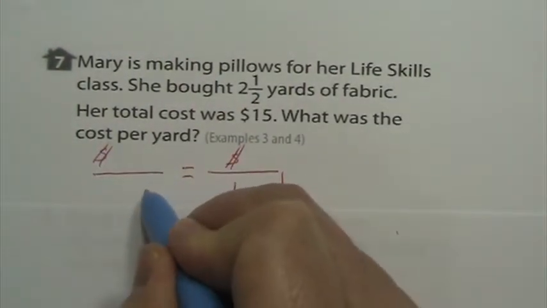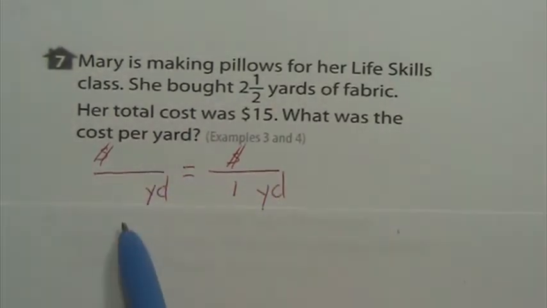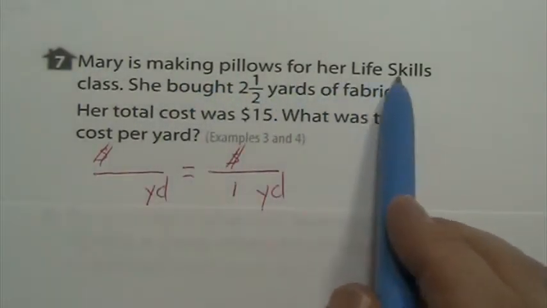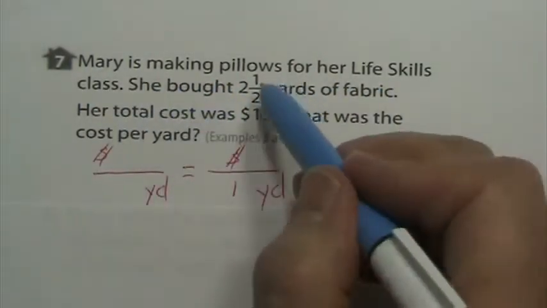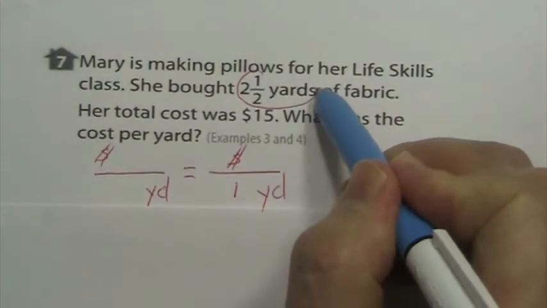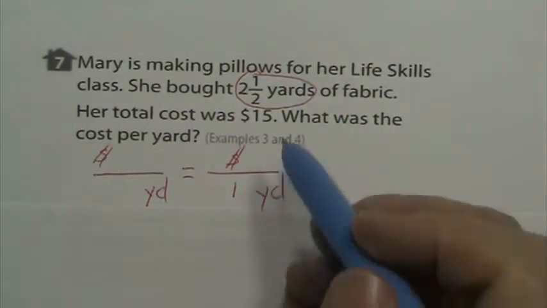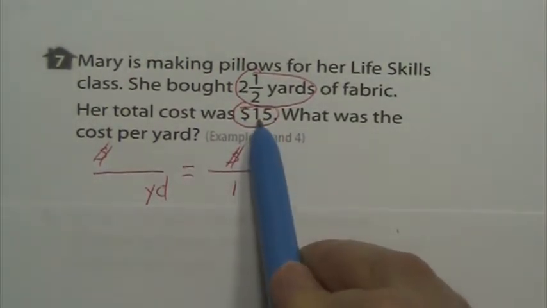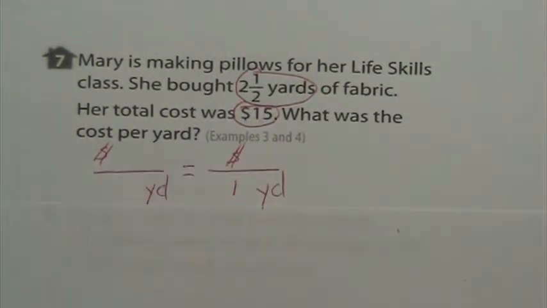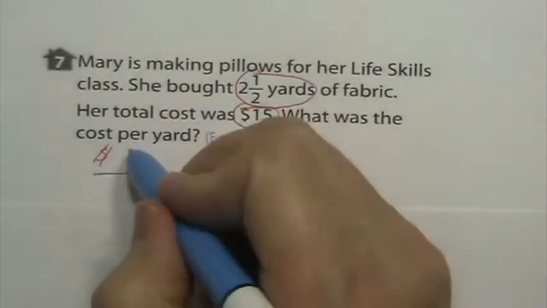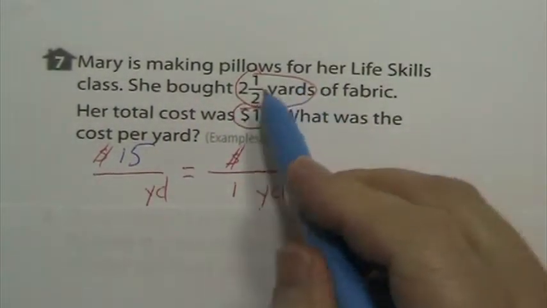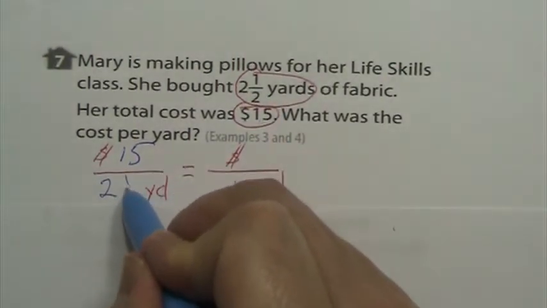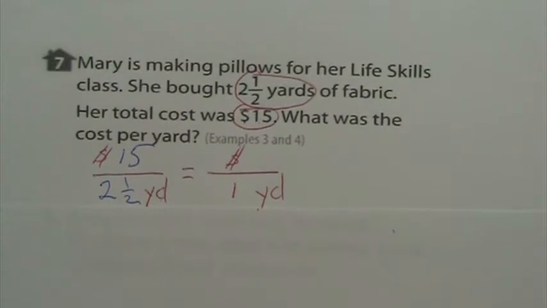So, looking at my units here, what information do they give us? Mary is making pillows for her life skills class. She bought, look at this, 2.5 yards. And it cost $15. You see where it says $15? That goes where the dollar symbol is. That goes on top. 2.5 yards goes where yards is, 2.5. Okay, so now we have it set up.